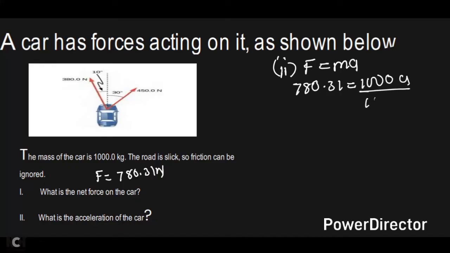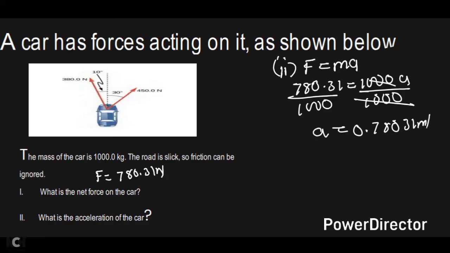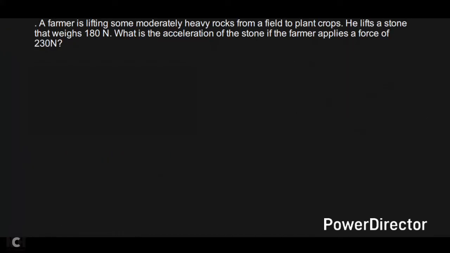So here, what are you calculating? We're just calculating the value of A, the acceleration, which is 780 divided by 1000. The answer will be 0.78 meters per second squared. So that's how you calculate that type of situation. Let's go into another type of situation, which is this type.